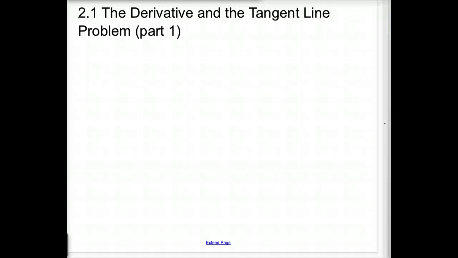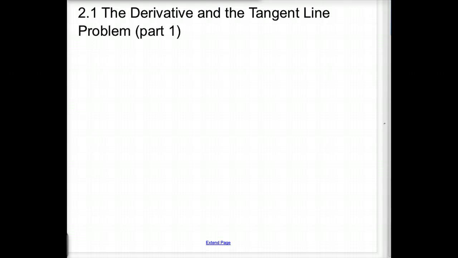Now we're going to get into the real meat of calculus. There were two problems that mathematicians were trying to figure out before calculus was invented. One was, how do you find the tangent line to a curve? And they needed calculus to figure that out.